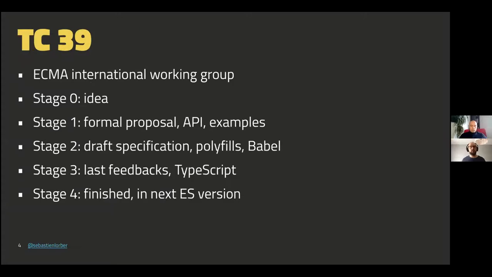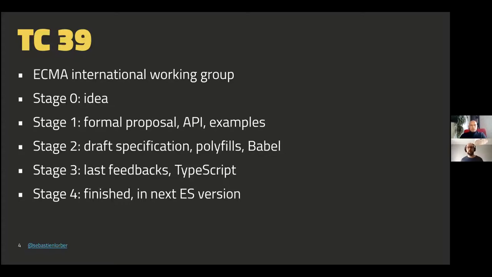TC39 is an international working group that is supposed to create proposals to improve the JavaScript language over time. So there are five stages. The first one is to have an idea, but not everybody can submit this idea. It has to be someone from the TC39 committee. And once the idea is there, there are champions that will try to push this idea forward and write a formal proposal with APIs and examples.